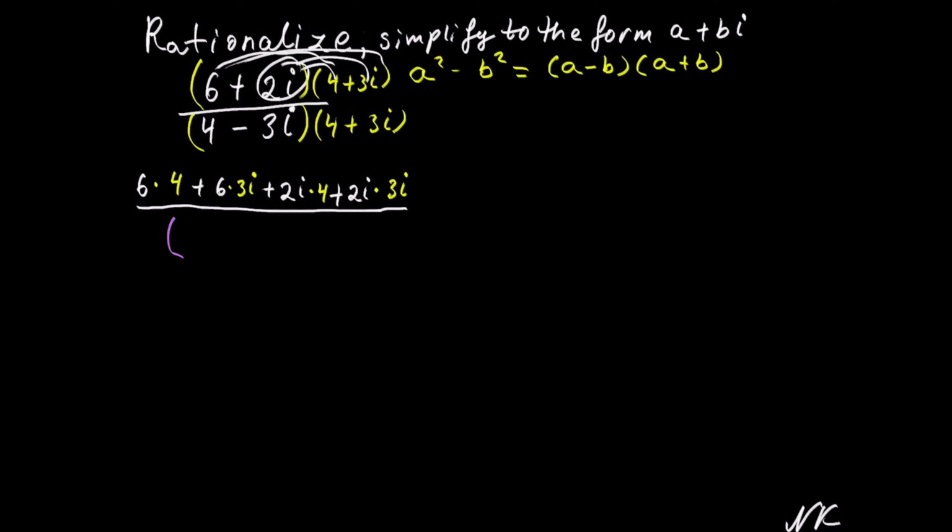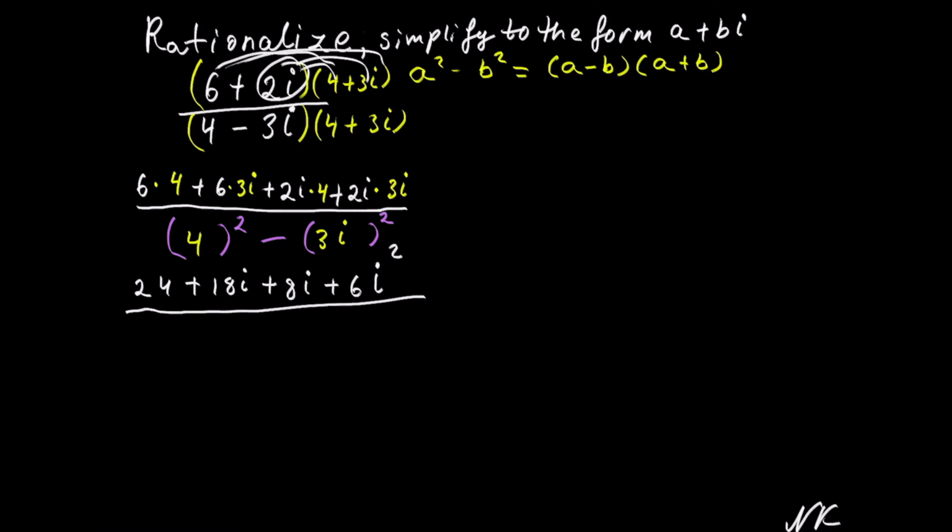And in the denominator, we are supposed to get a difference of squares, because that was the whole point. So we have 4 squared minus 3i squared. In the numerator, we will get 6 times 4, which is 24, plus 6 times 3i is 18i, plus 2i times 4 is 8i, plus 2i times 3i gives us 6i to the second, and this is out of 4 to the second is 16, minus, let's distribute the second power into 3i, and we will get 3 to the second times i to the second. Remember that 3i to the second is 3i times 3i, so you have to distribute the power.